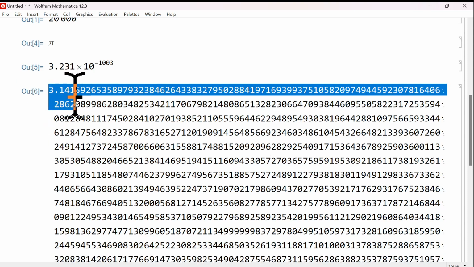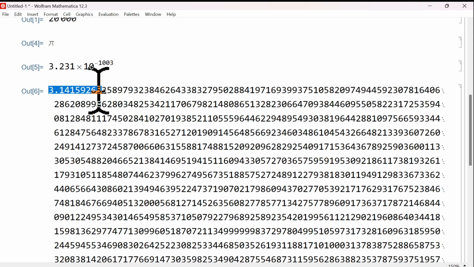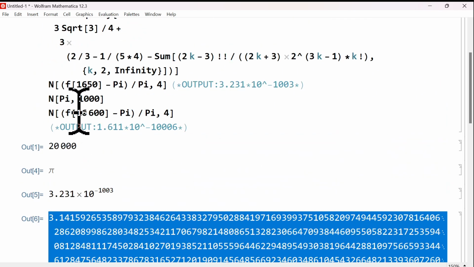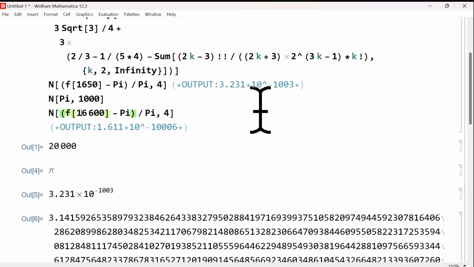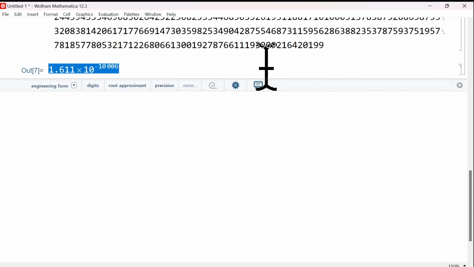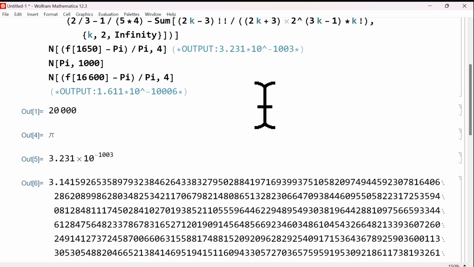Perhaps you might know very well 3.14159265, something like that, but these are 1,000 digits. And in addition, I have carried out the calculation with n equals 16,600. The result shows that we have more than 10,000 digits of accuracy. Okay, so why don't we display this number?